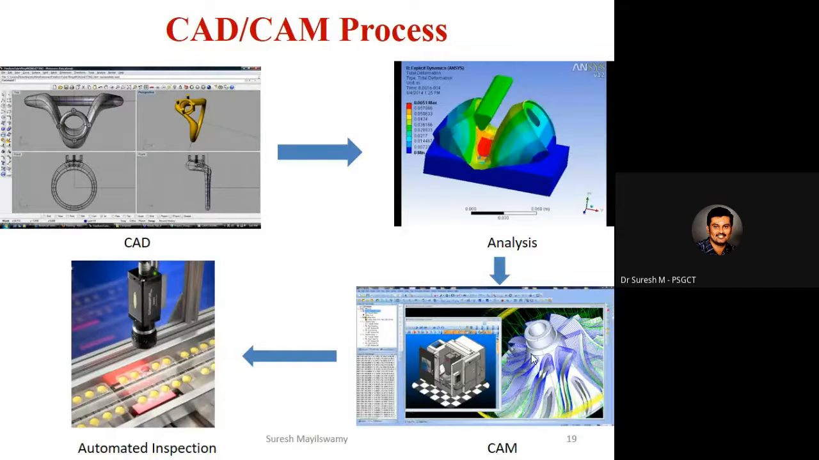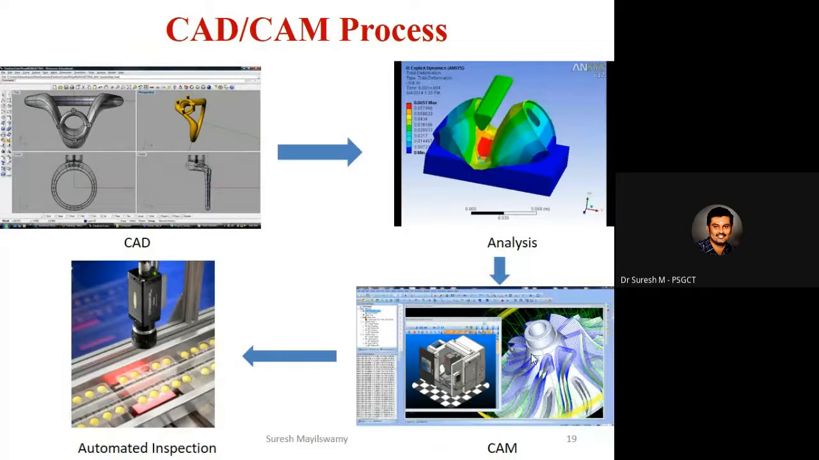After that, using the G codes and M codes, we will make the product on a CNC machine. After making the product, we can go with automated inspection. Here we have a camera and the part is moved on a conveyor. The camera captures the image of the product and compares it with the master image. If it matches perfectly, we will accept the product, otherwise we will reject it. This system is called a machine vision system.